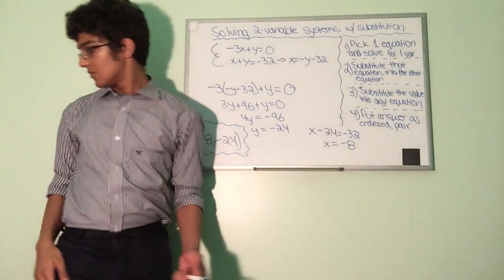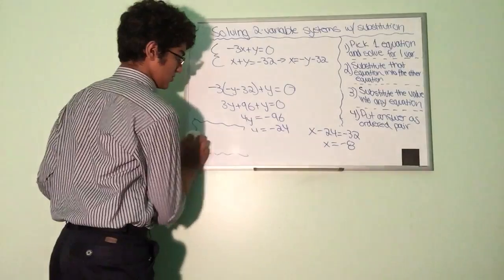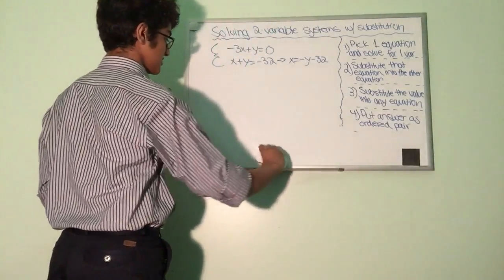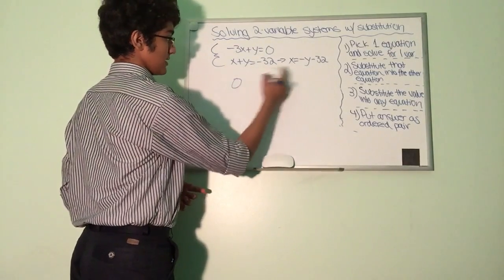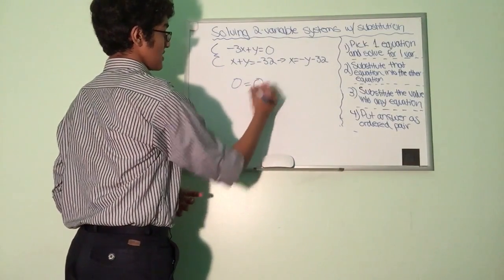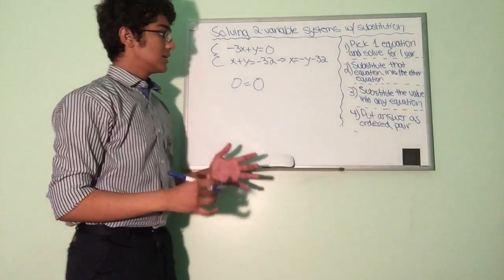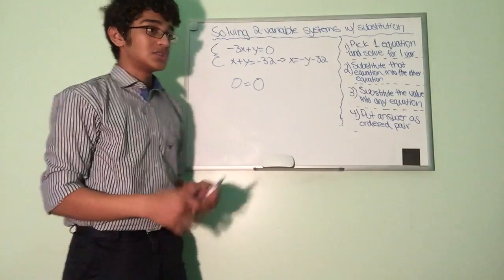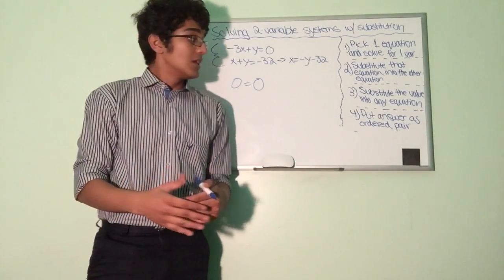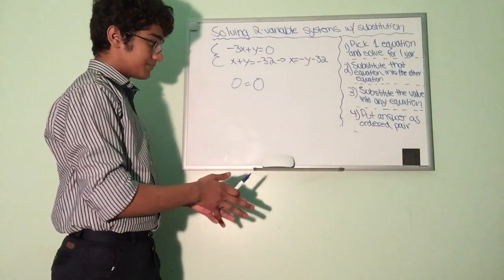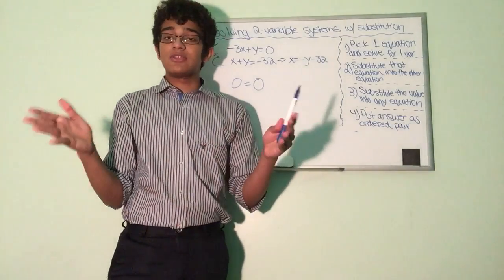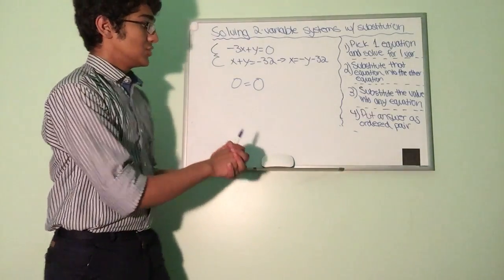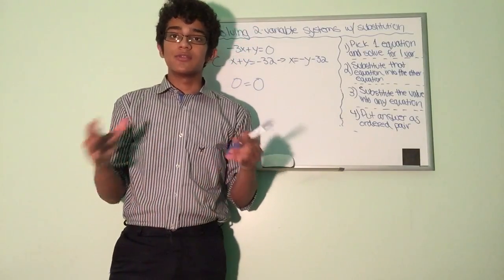Now, suppose for one of the variables, you end up with something like 0 equals 0. Like, instead of getting this, you get 0 equals 0. This means that you have a dependent system, which means that you can only see one line, and that means you have a coinciding system, which means that you have two lines that are stacked on top of each other, and in that case your solutions would be all reals on the line.